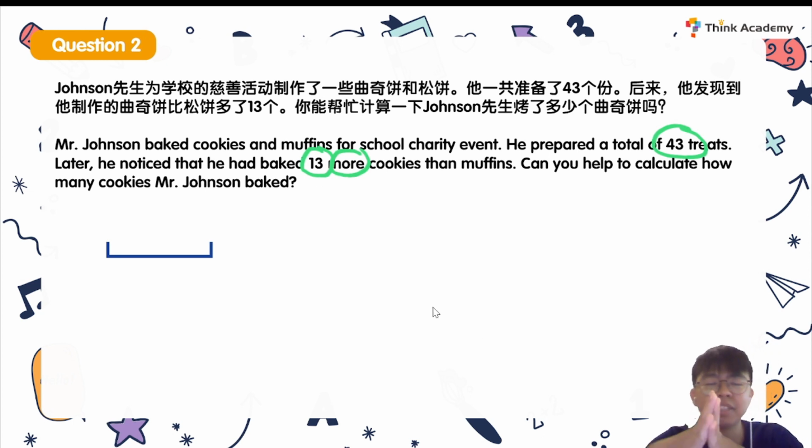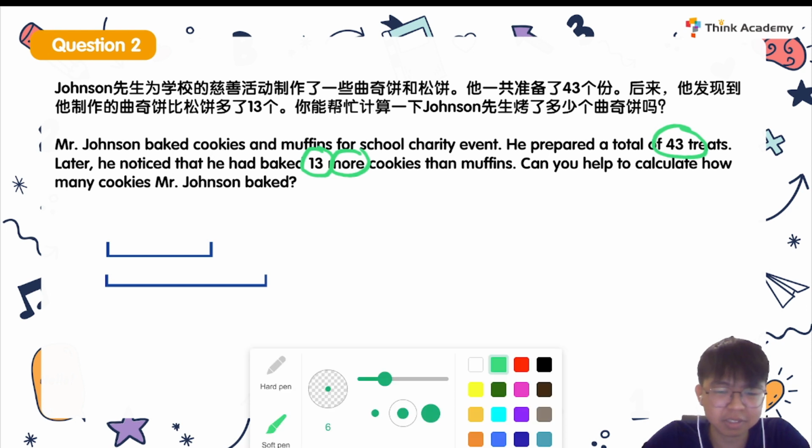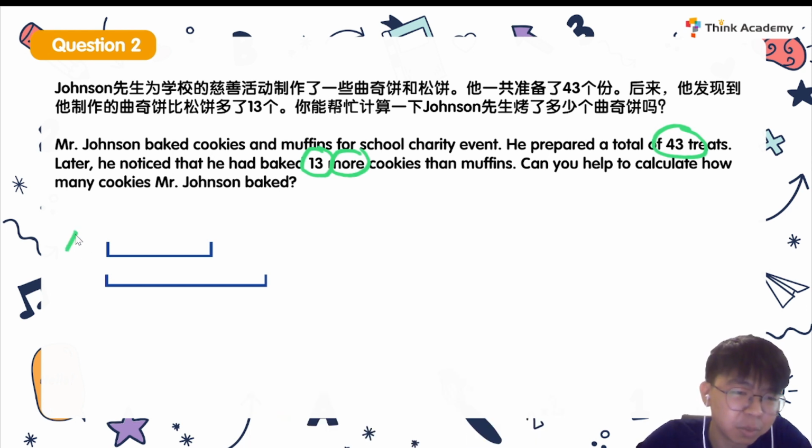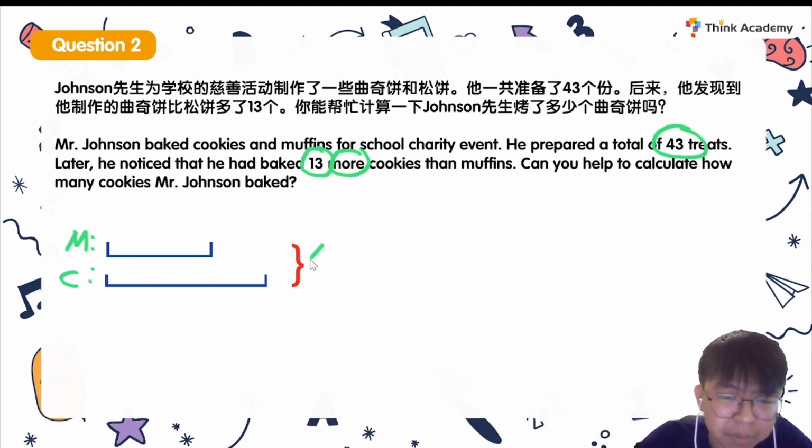So if you want to represent them in a straight line, how do we do it? It's very important here. As we say that he baked 13 more cookies than the muffin, which one is the last one? The muffin, right? Yes. So we can label here, this one is muffin. And then this one definitely will be the cookies, right? And again, one more important thing. We also label the total number, right? So we need to label down the total number here, which is 43.